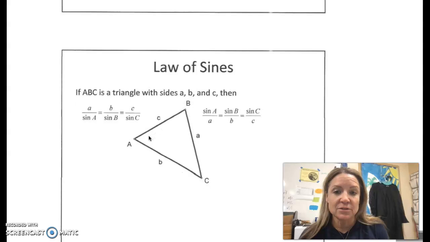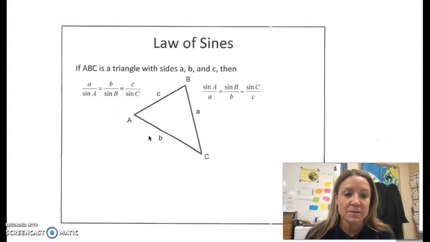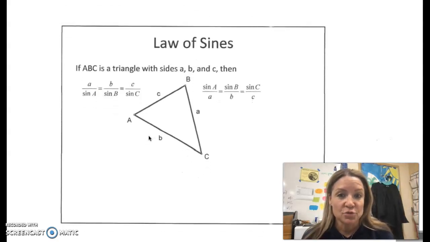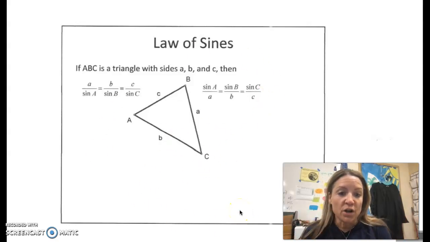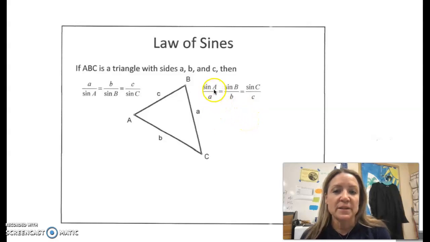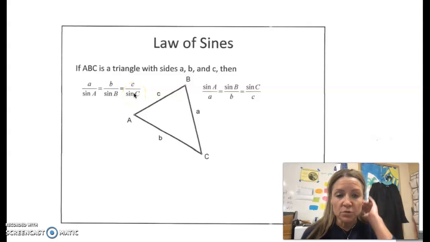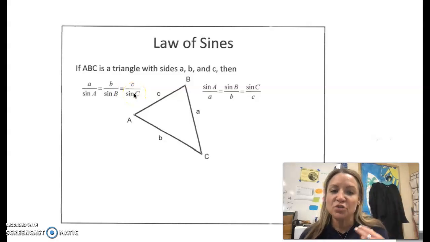So the Law of Sines looks like this, and you should recognize this from geometry and algebra 2. So we're going to review what you've already learned about it and then take it to the next level for pre-calculus. So the Law of Sines basically says that the side is the ratio to the sine of the angle, and you can set all three equal to each other. But when you make a proportion, you only need two ratios to solve it.